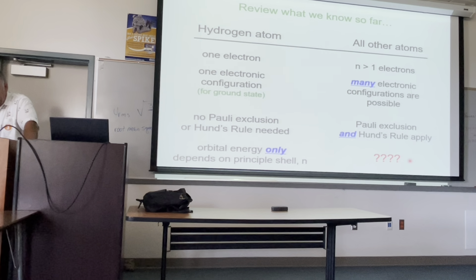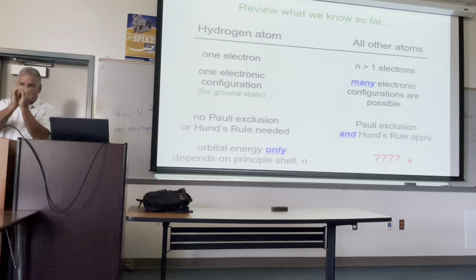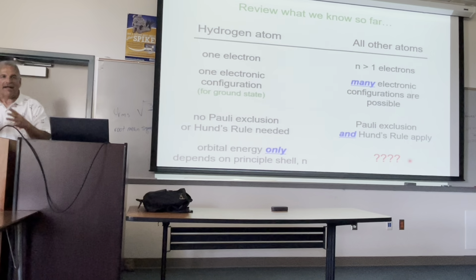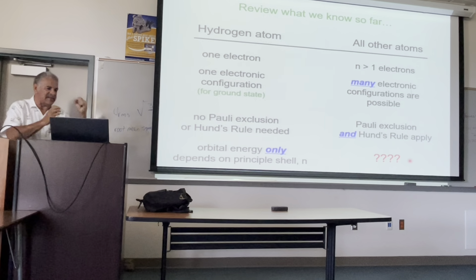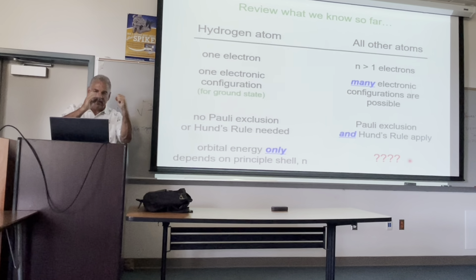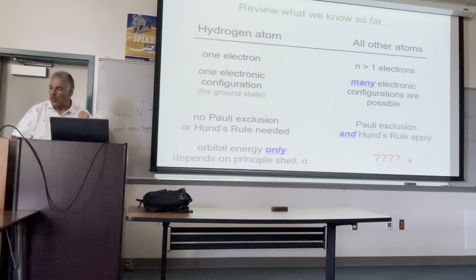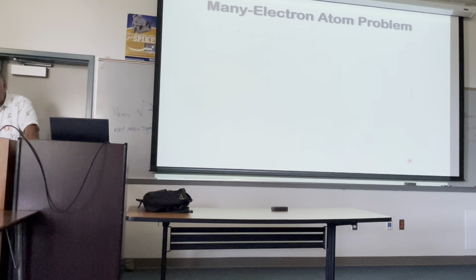Orbital energy only depends on principal shell. Question mark on the other atoms, we don't know. There's other stuff, right? Once you have more charge in the center and more charge on the outside, there are different effects going on with that element. Can the nucleus see each shell? Are there electrons in the way, or is there what we call shielding? So we'll talk about that.